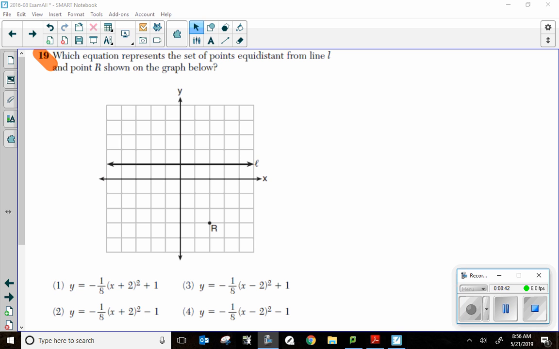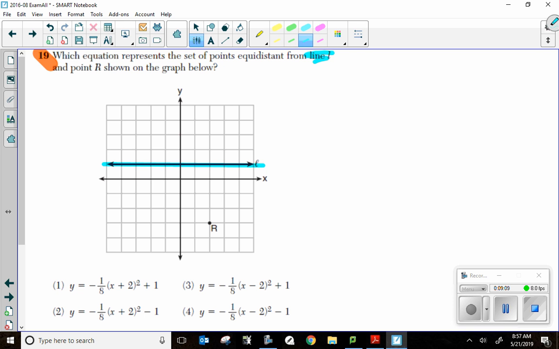Right, 19. I like this problem, but it really mentions something that in class you barely touch on. But once you get past that, there should still be something that you should know. Which equation represents the set of points equidistant from line L? Okay, let's use highlighters. Line L is this line right here.